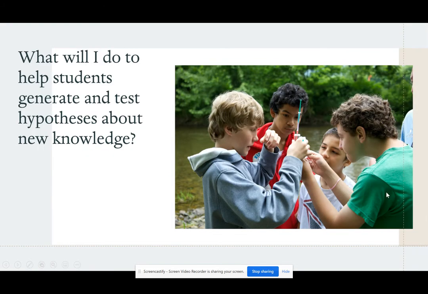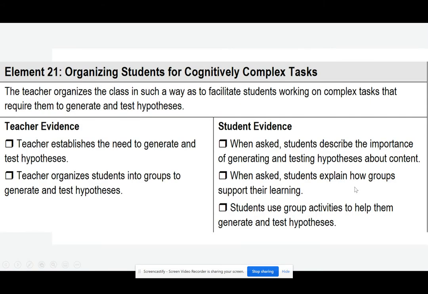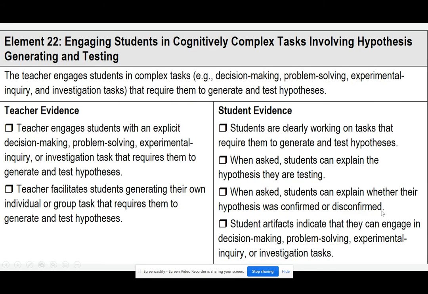Next, what can teachers do to help students generate and test hypotheses about new knowledge? So one way is that teachers should organize the class in such a way that requires students to generate and test these hypotheses. And students should be able to explain how groups support their learning and how these group activities help them test hypotheses. Teachers can also engage students in complex tasks, explicitly with decision making and problem solving.